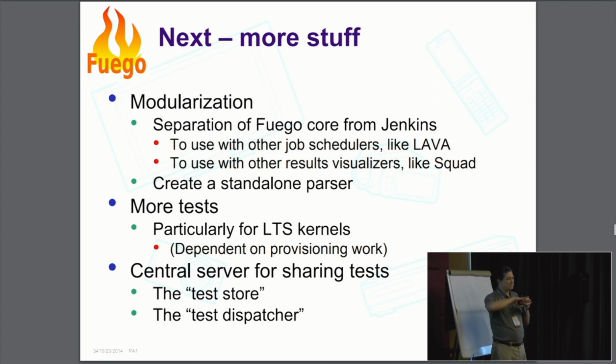Modularization, we've been trying to separate pieces of Fuego so that they can be used by other systems. Two pieces that we're really interested in are, well, three pieces: using other job schedulers, possibly like Lava; results visualization, so using a different backend like Squad; and creating a standalone parser. Also, we want to do a bunch more tests. I'm personally interested in testing LTS kernels.